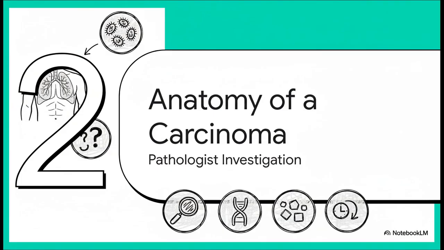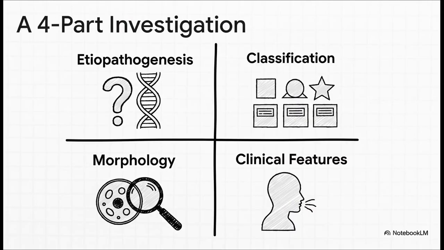Now, to really get a handle on a tumor like this, a pathologist can't just take a quick peek. Oh no, they have to conduct a super detailed investigation. So let's look at the 4 key things they examine to build a complete profile of the disease. Think of this 4-part investigation like a detective's case file, really. First up is etiopathogenesis. That's the why. What caused it? With lung cancer, smoking is obviously a major factor. Next, classification.